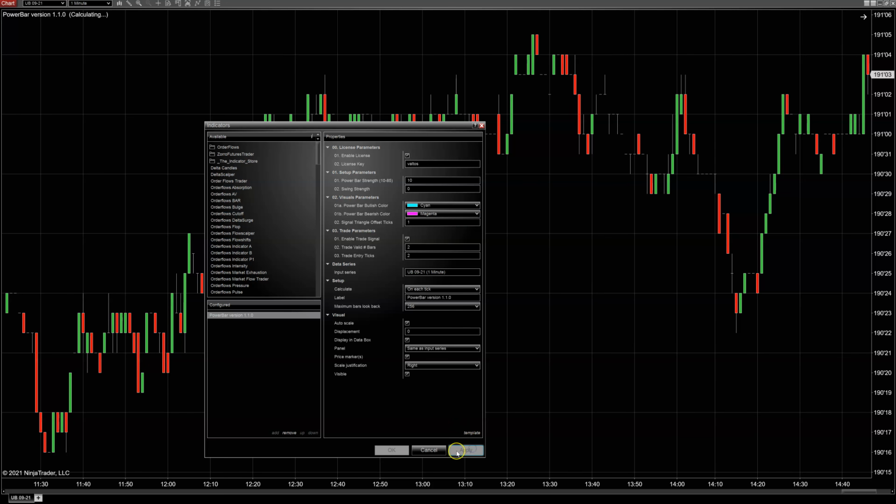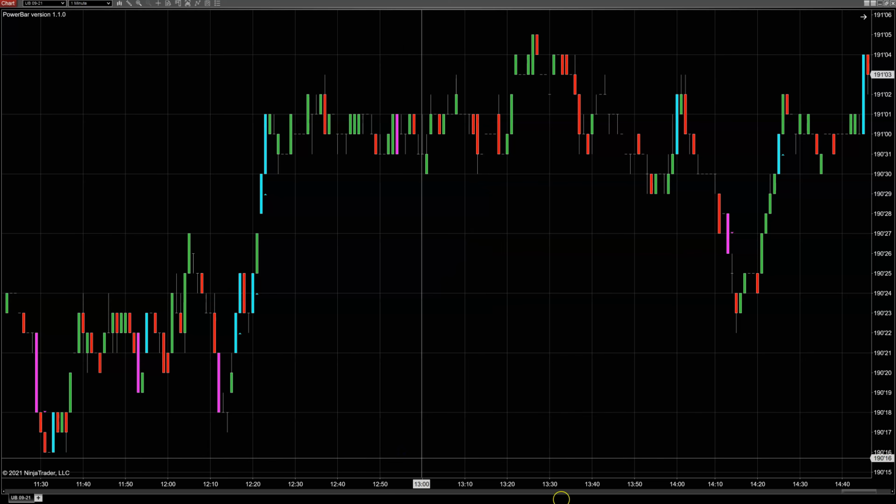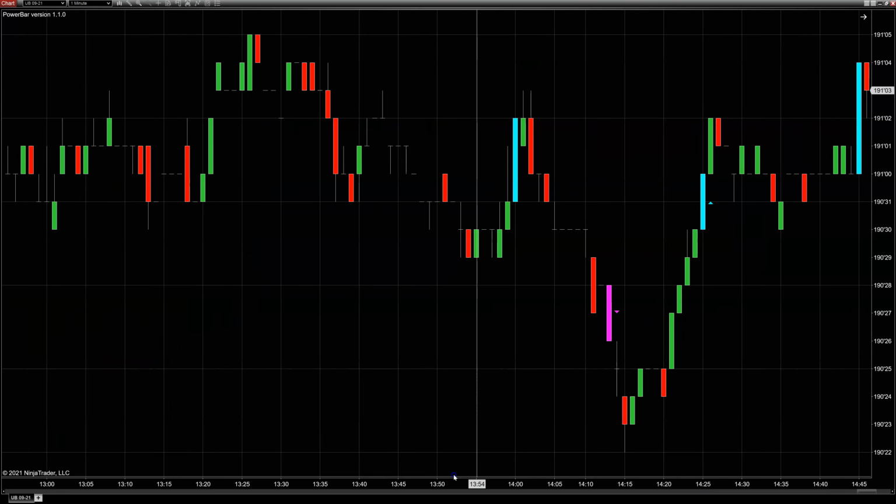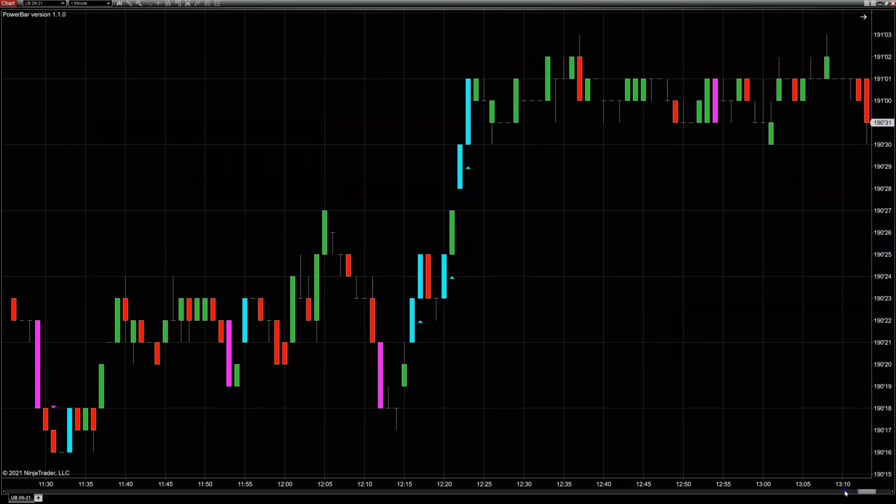So we'll start out here with just the defaults, right? This is the defaults: power bar strength 10, swing strength 0, right? Power bar bullish colors, cyan, magenta, signal, triangle, offset, and ticks. Trade parameters enabled, trade validity 2, trade entry 2. Now I'll just keep all that as the default to start with. Okay, so let's just make this chart a little bit bigger so you can see.